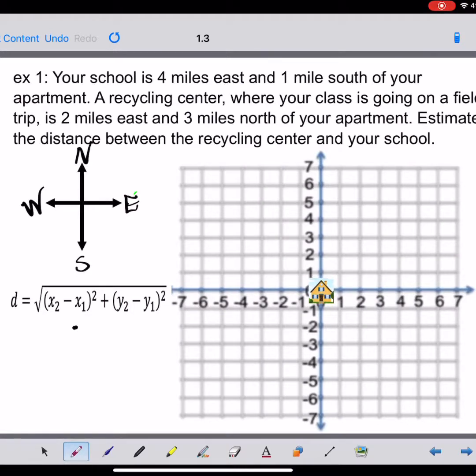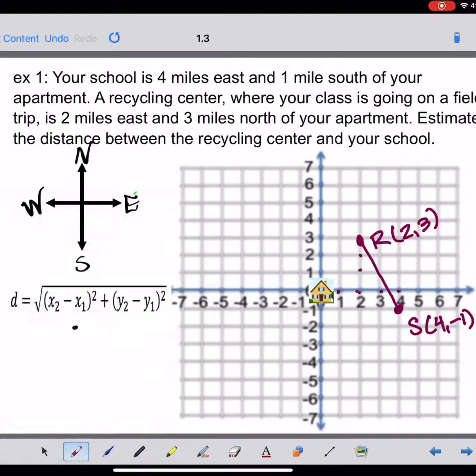Our first example is a word problem. Your school is 4 miles east and 1 mile south of your apartment. The recycling center is 2 miles east and 3 miles north of your apartment. And they want to know the distance between the two coordinates. So this is where the distance formula is going to come in.